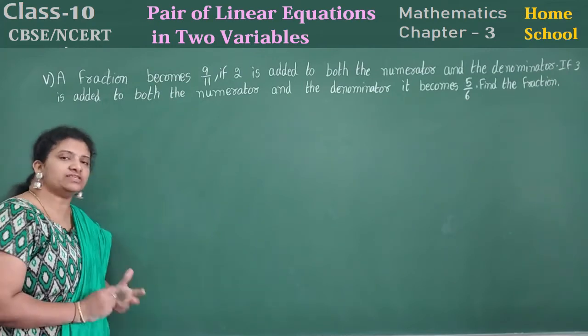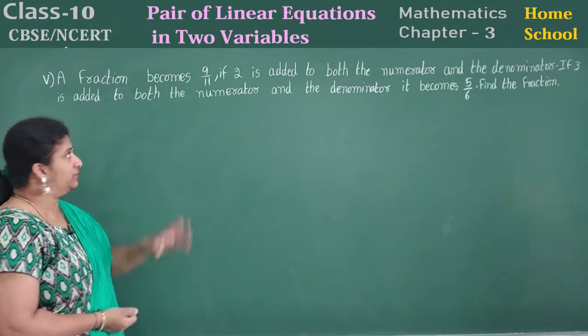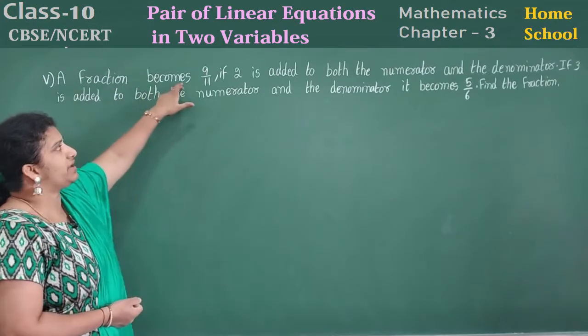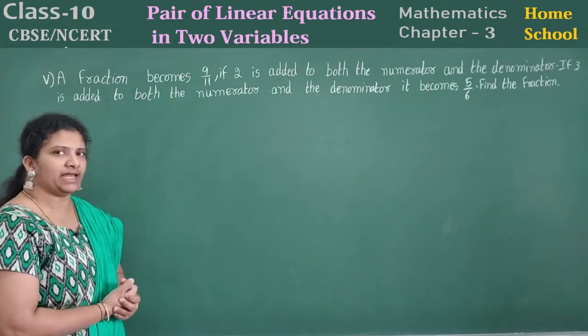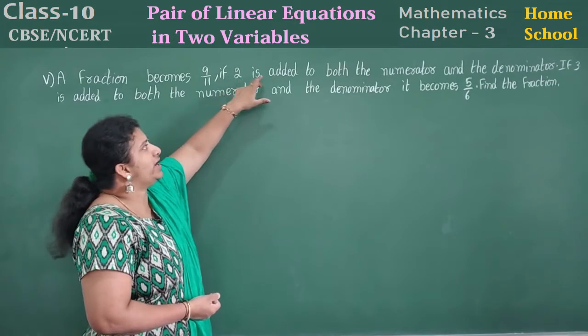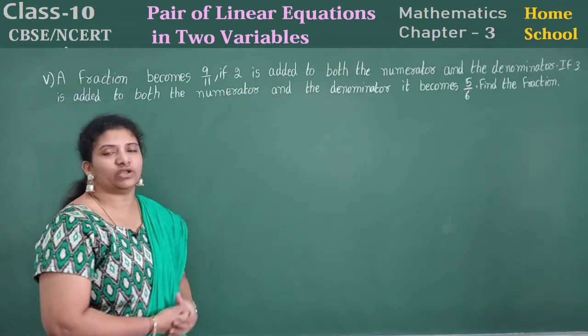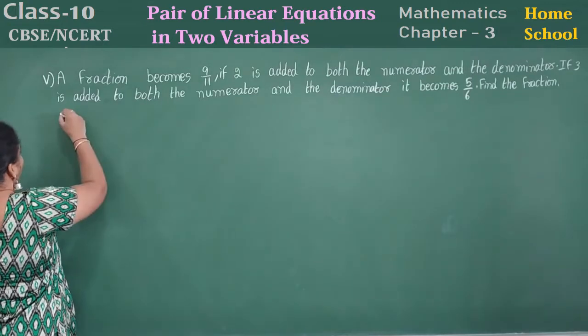Fraction means what does it have? It will have a numerator and denominator. A fraction becomes 9 by 11. How can it become 9 by 11? If 2 is added to both the numerator and the denominator. So let's start writing this.